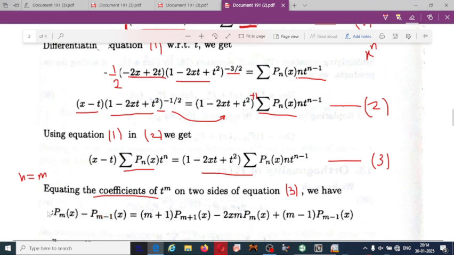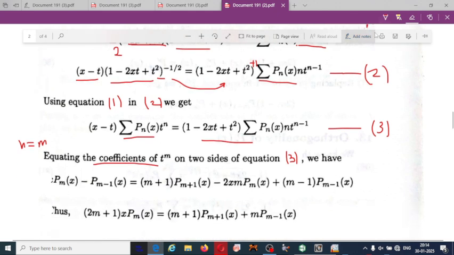So this term, what we can do here: x into Pm of x minus (m minus 1) x. How do we get this? By equating the coefficient of t to the power m. That is, here inside the bracket x is there, t is there. So x into Pm of x t to the power m, we will get the first term. Okay. If we multiply t to this t to the power n, it will become t to the power n plus 1. This term n, and here t is there. It will become t to the power n plus 1. So we have to equate the t to the power m coefficient.